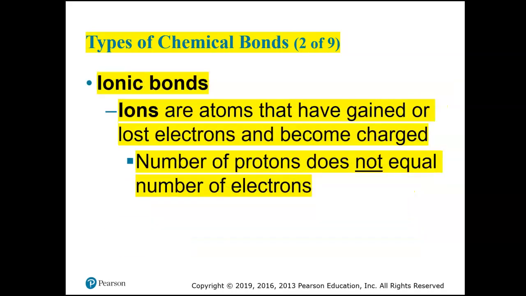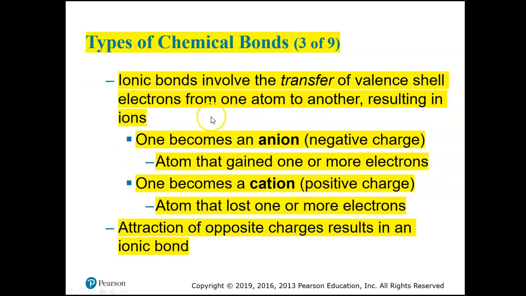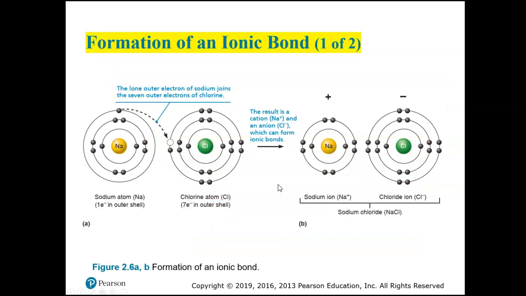And another thing is that in ions, the number of protons does not equal the number of electrons. Kind of goes without saying. So ionic bonds involve the transfer of electrons from one atom to another. If an atom loses an electron, it transfers it to another one that gains an electron. So the one that gains becomes an anion, or a negative ion, and the one that loses an electron becomes a cation, or a positive ion. And because they are oppositely charged, the two ions are attracted, and that's the ionic bond.